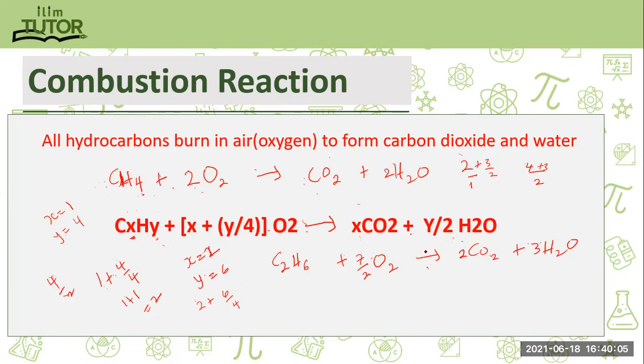I can leave it this way, but if I don't want it as a fraction, all I need to do is to multiply through by 2. If I multiply through by 2, it will cancel out this. Then I could have 2C2H6 plus 7O2, and that will give us 4CO2 plus 6H2O. So that is if I don't want to leave it in fractional form. So for every hydrocarbon combustion reaction, you can use the general formula to write the equation.